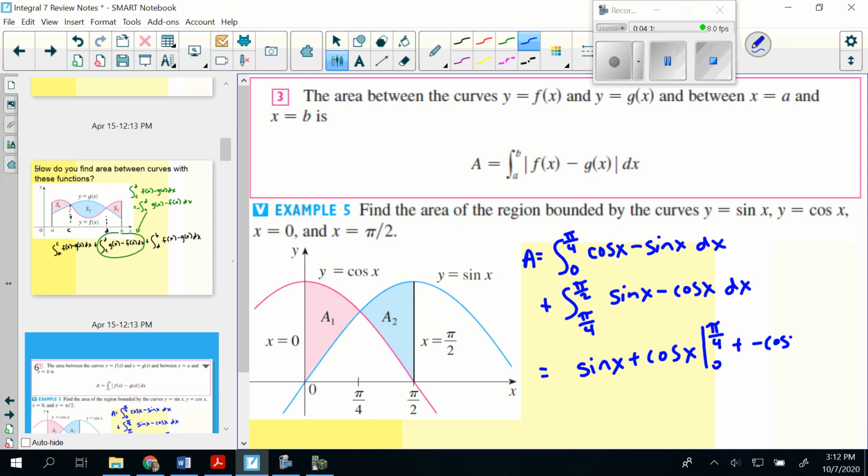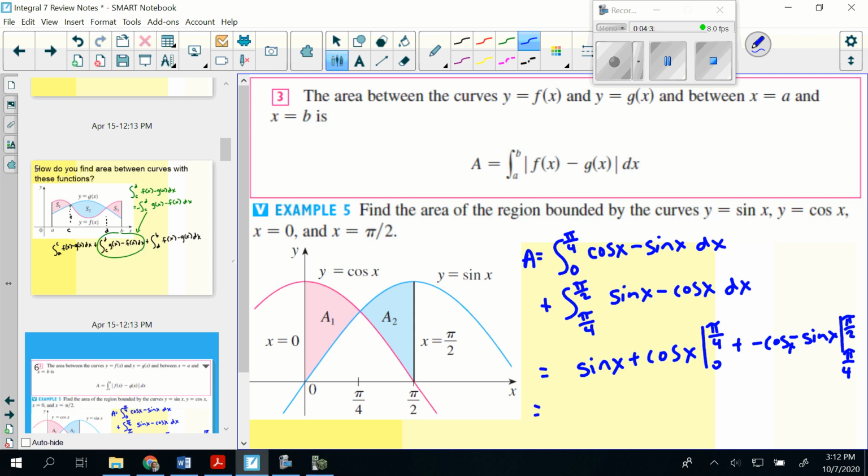And the antiderivative of cosine is sine. And this would be evaluated from pi over 4 to pi over 2. Okay, now we've got to plug in and see what we get. Sine of pi over 4.